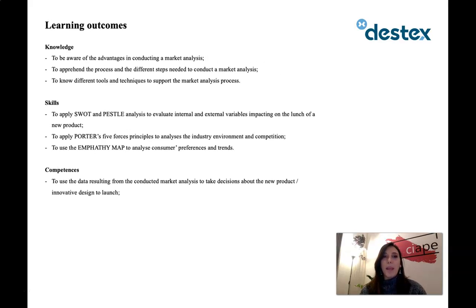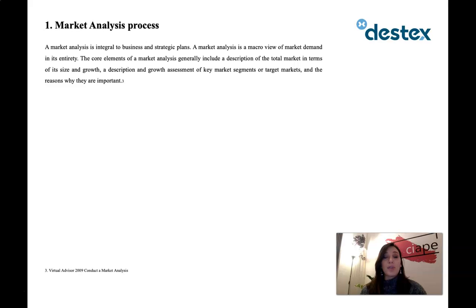Through this OER, I'm going to introduce you to some market analysis techniques with specific tools and templates helping in their application. You will understand the advantages of conducting a market analysis and the different steps to be implemented in order to use the resulting data to take decisions about a new product or an innovative design to be launched into the market. A market analysis is integral to business strategic plans.